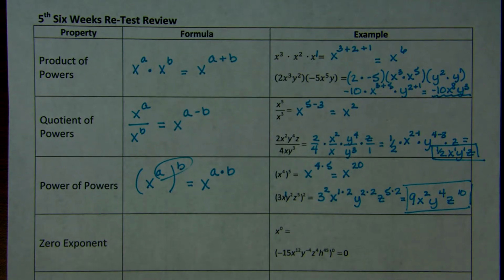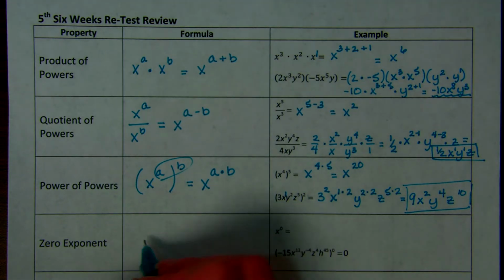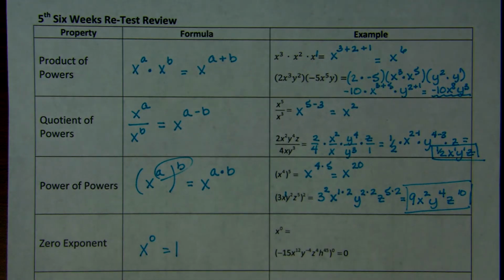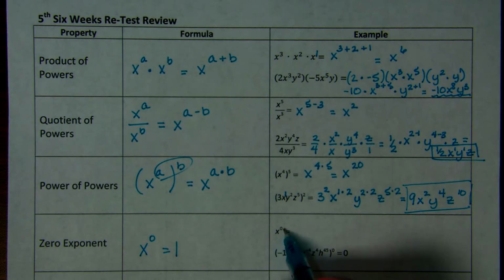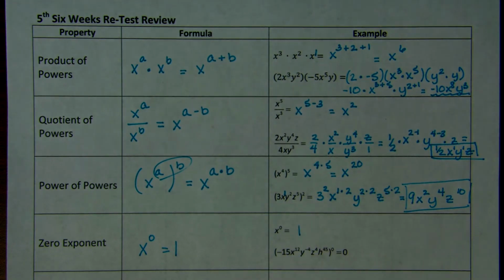All right, zero exponent property. This is everybody's favorite property, which is that if you raise something to a power of 0, the answer is 1. Always, always, always, always, always. 1. Always. X to the 0 is 1. And negative 15 x to the 12th, y to the negative 4th, z to the 4th, and h to the 45th quantity raised to the 0 power is also what, guys?